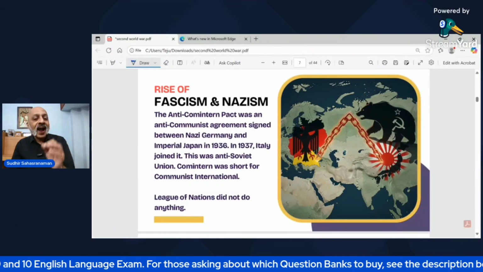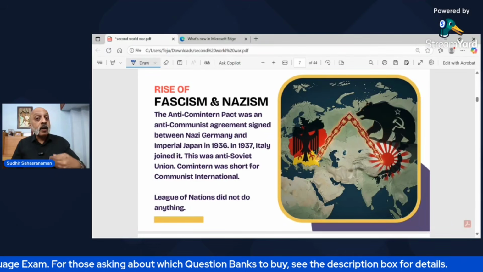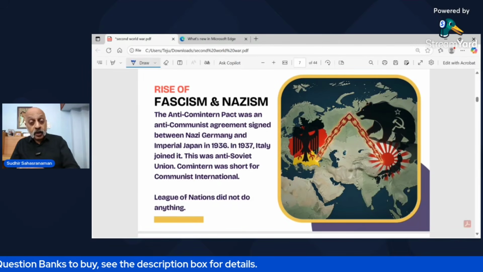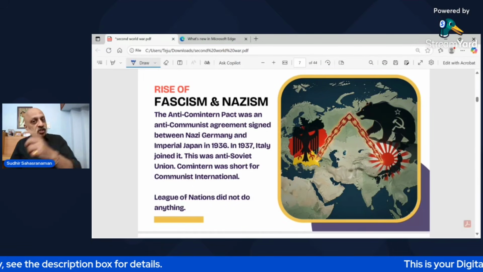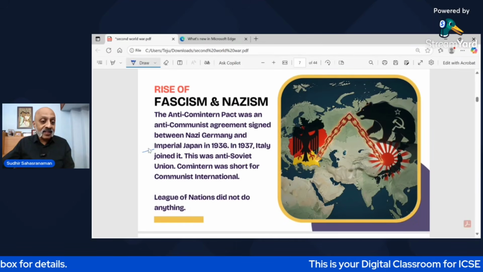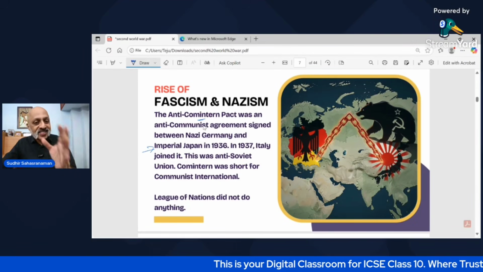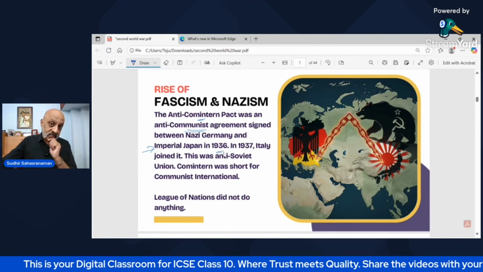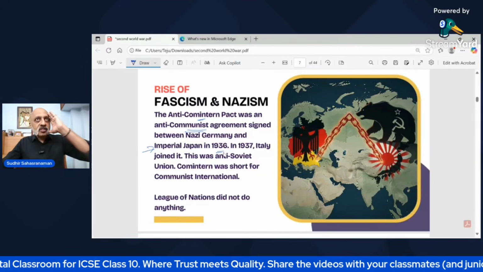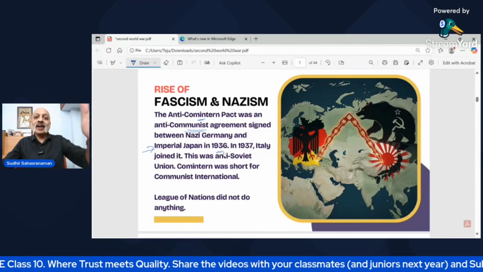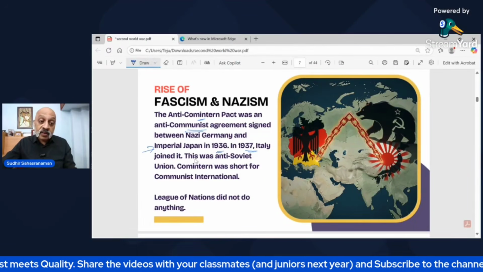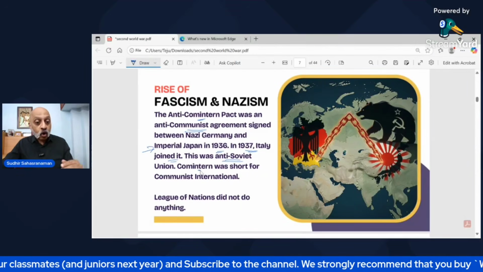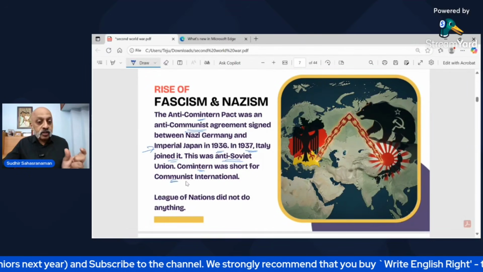There was something called the Anti-Comintern Pact, which was signed between Germany under Hitler and Imperial Japan, which was under the Emperor. So Germany and Japan signed this Anti-Comintern Treaty, which was essentially an anti-communist agreement. This was signed in 1936. Adolf Hitler was completely anti-democracy and anti-communism. In 1937, Italy also joined it. So this was anti-Soviet Union. Comintern was the short form of Communist International.